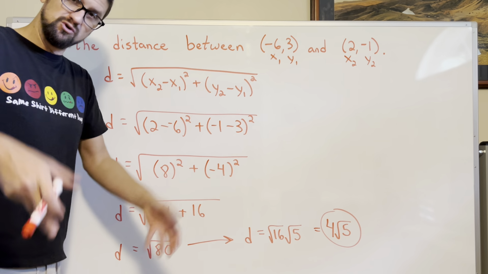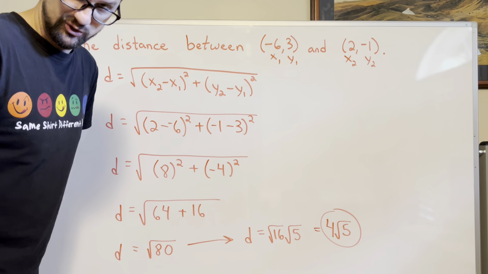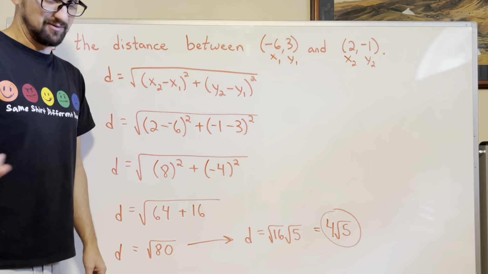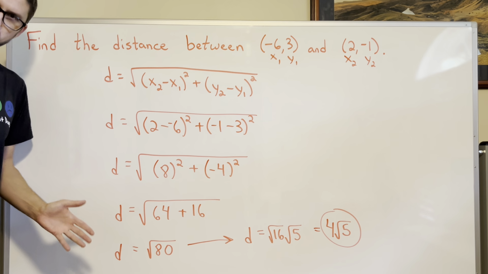If it wants a decimal approximation, you can just put this into the calculator and round it to however many decimal places the problem wants. This is finding the distance between a pair of points.